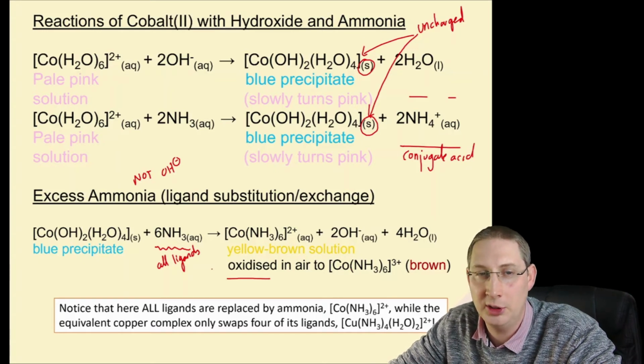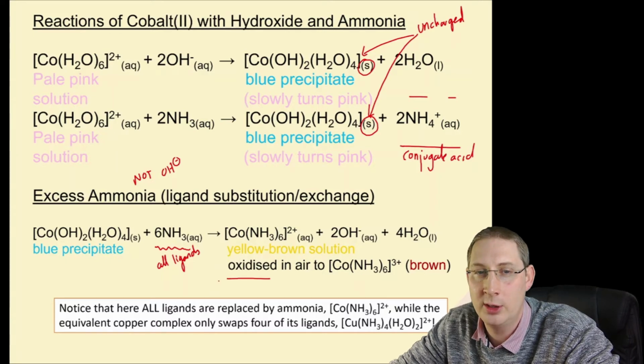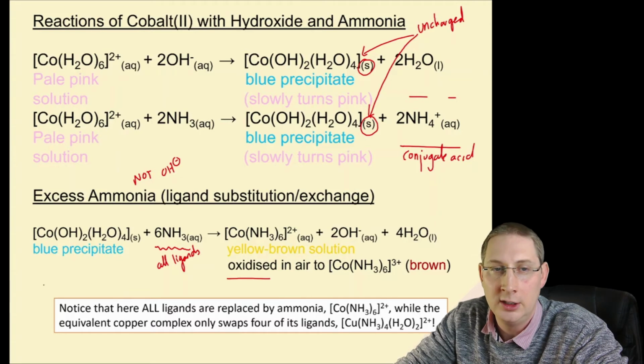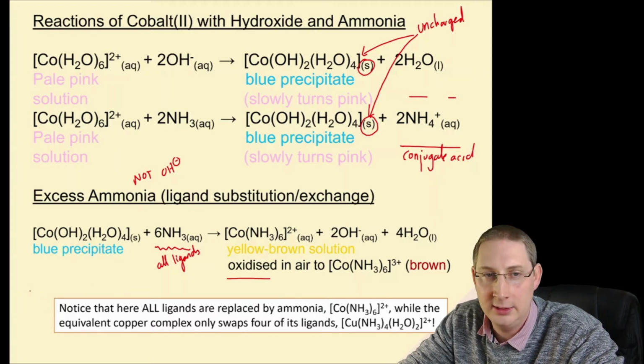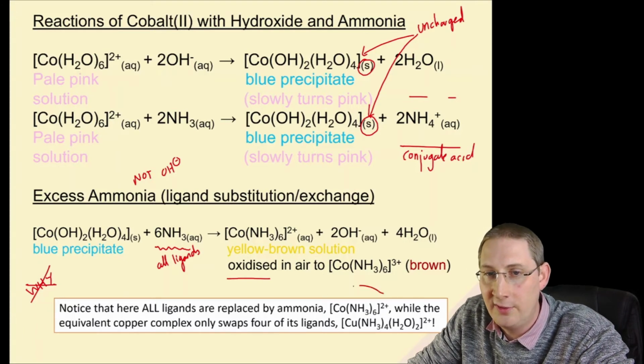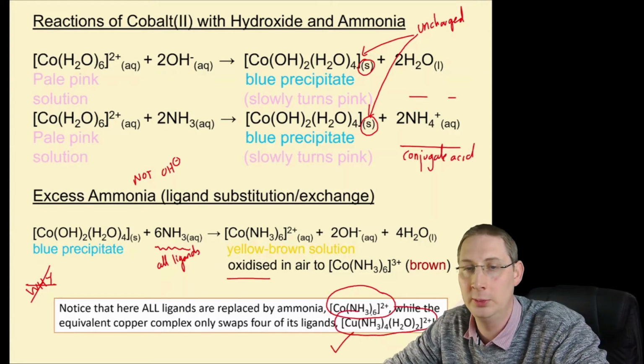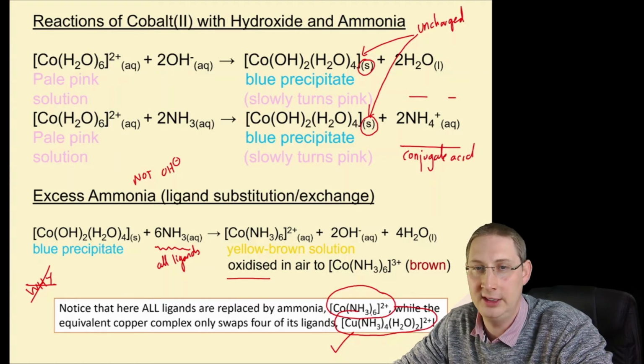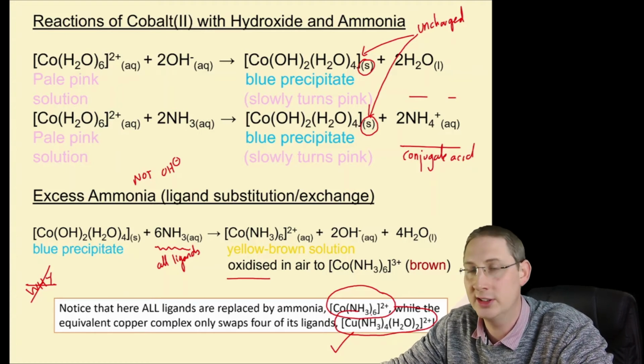And as I've said at the bottom, notice here that all ligands are replaced by ammonia, while the equivalent copper complex only swaps 4 of its ligands. You don't need to know why. Why is not important, but the fact that it does do this, the formulae, that is important, okay? So you do need to know the formulae that it forms, but you don't need to know why it does. It is just some factual learning, I am afraid.